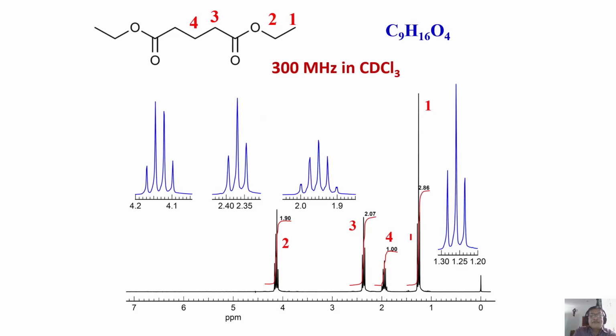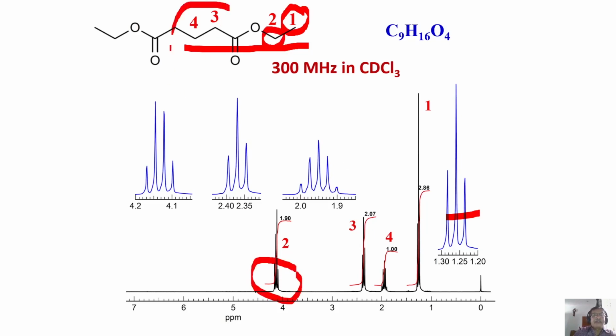So this is the next simple example. There is perfect symmetry in this molecule. As a consequence, there are only 4 types of protons present. This is nothing great. You can analyze it very easily. This is CH3, a triplet, very clear. This is CH2, a quartet. Where do you see that quartet? This one. Now our problem is to assign this.